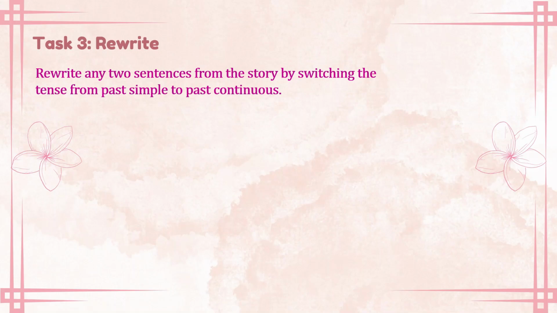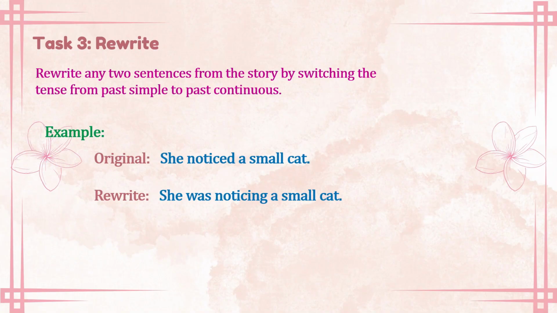Task number 3 is, rewrite any two sentences from the story by switching the tense from past simple to past continuous tense. For example, she noticed a small cat. This sentence is in past simple tense. When we change it into past continuous tense, it becomes, she was noticing a small cat. So just write any two sentences from the story like this.